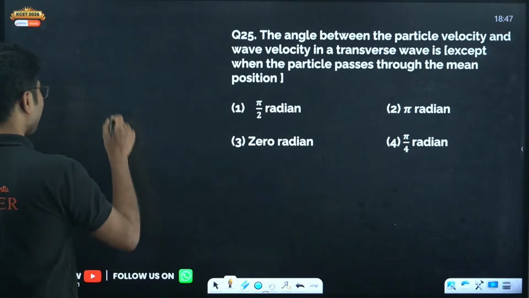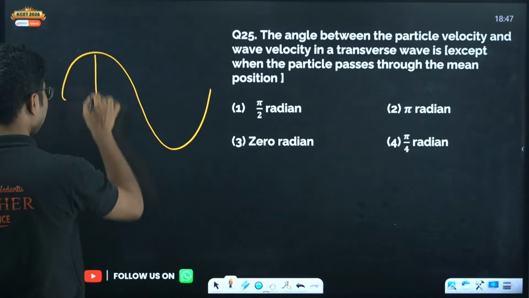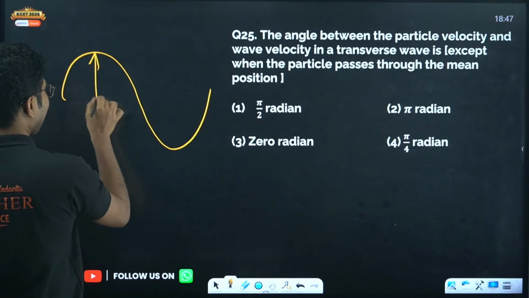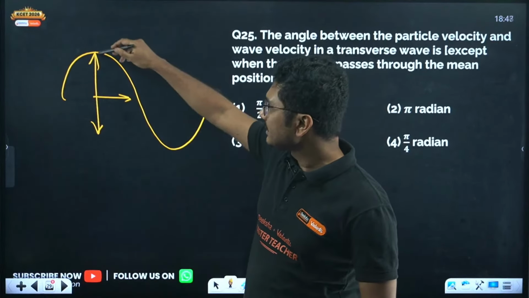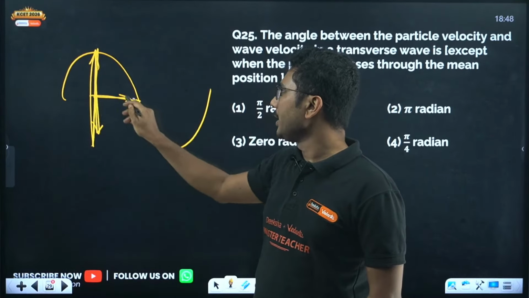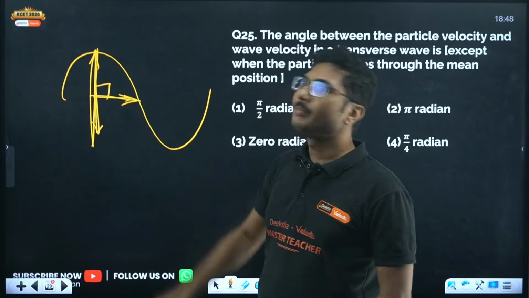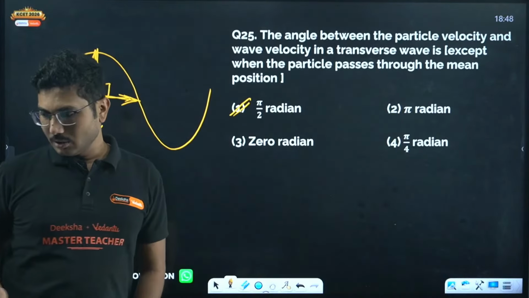Transverse wave means what? Particles are vibrating in this direction and the wave is propagating in this direction. So what is the angle between them? Very simple, 90 degrees, pi by 2 radian.